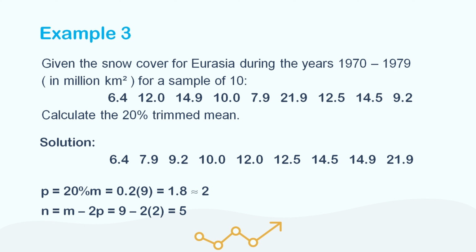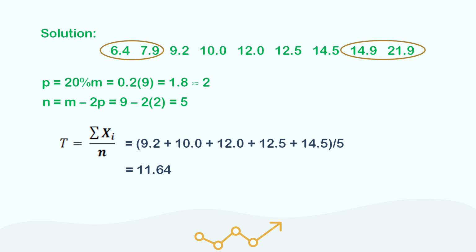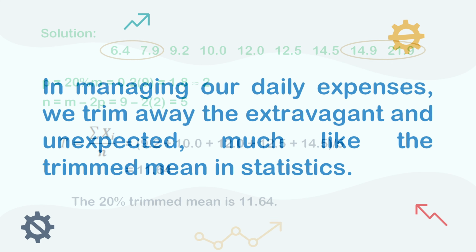And n is 9 minus 2, 9 minus 4, is 5. So n is equal to 5. So removing the 2 values from the lower bound and 2 values from the upper bound, we have 5 remaining. Okay, so using the formula for the trimmed mean, sigma xi over n, we're going to add the remaining values divided by 5, or the n. So the answer is 11.64. Therefore, the 20% trimmed mean is 11.64.